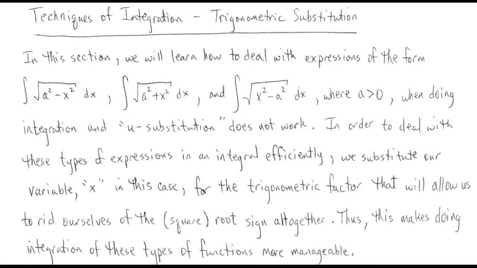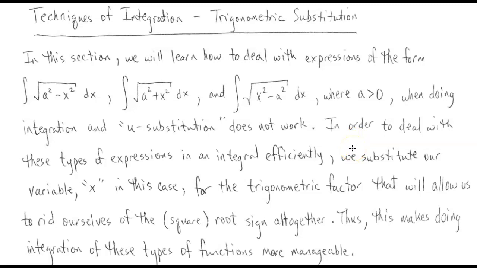So in this section, we will learn how to deal with expressions of the form square root of a squared minus x squared, square root of a squared plus x squared, and square root of x squared minus a squared, where a is considered to be a real number that is positive, and we will be integrating all of those expressions that I've just read. We particularly want to do that because normally in these situations, u-substitution does not work.